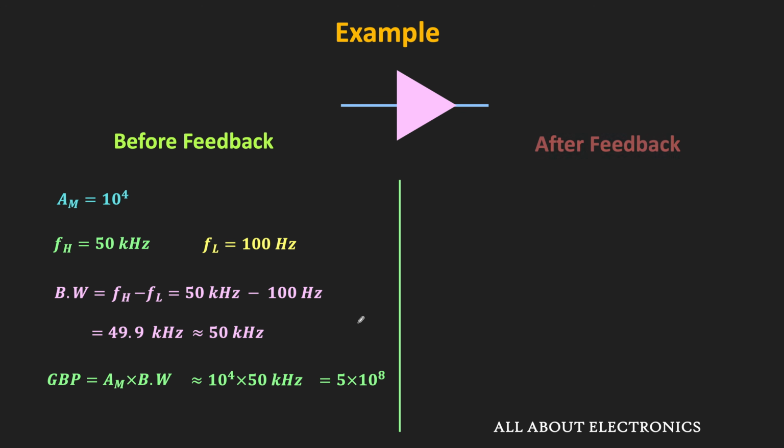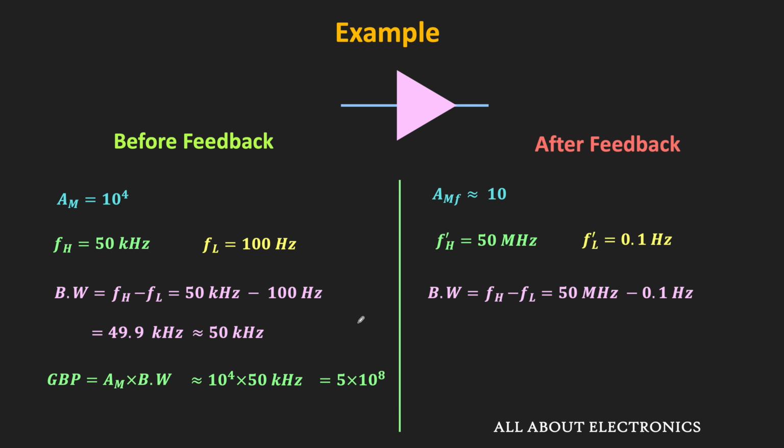So with the feedback, we have seen that the closed loop gain is approximately equal to 10. But now the new upper cutoff frequency is equal to 50 MHz, while the lower cutoff frequency is equal to 0.1 Hz. That means now if we see the bandwidth of the amplifier, that is fH dash minus fL dash, then that is equal to 50 MHz minus 0.1 Hz, and that is roughly equal to 50 MHz. So as you can see, although with the feedback, the gain has been reduced by the factor of 1000, but by the same factor, the bandwidth of the amplifier has been increased.